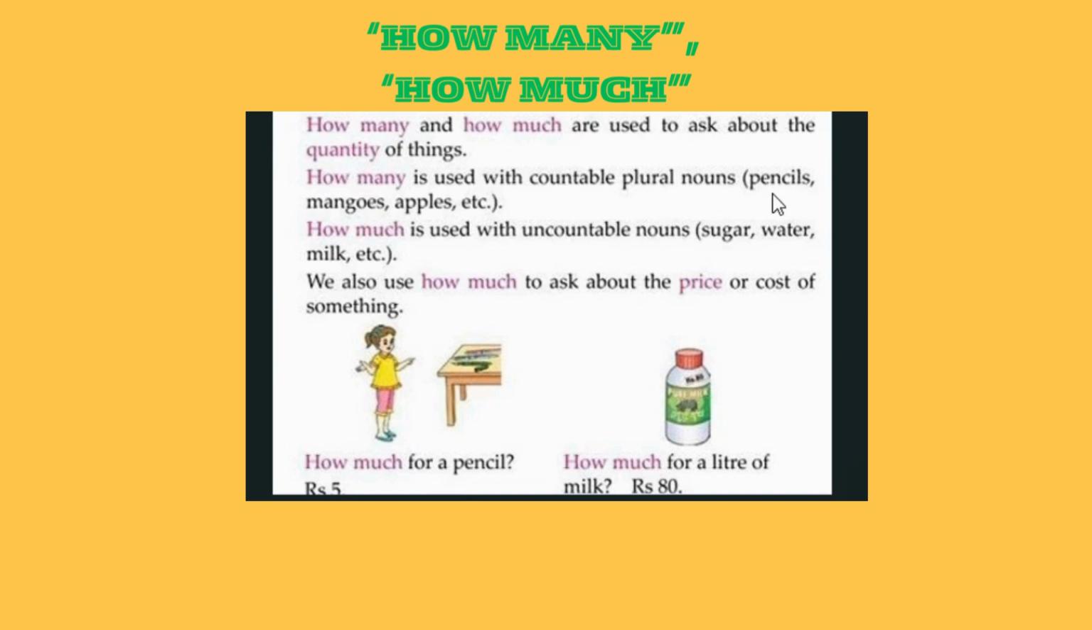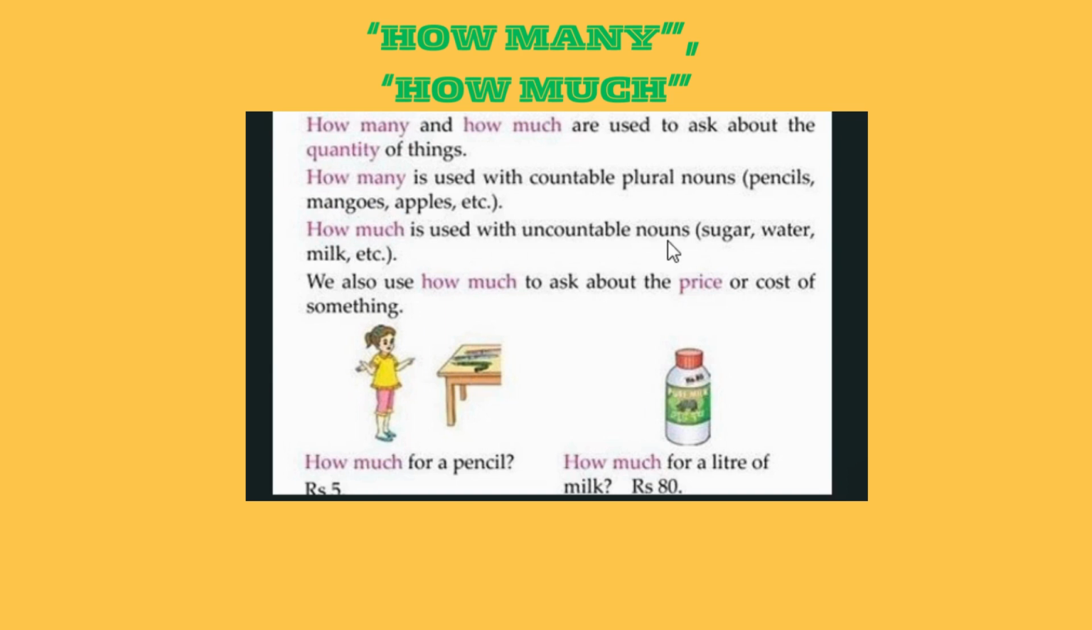Pencils, more than one pencil, and mangoes, apples, etc. We use how many when the things are in plural form. With countable nouns we use how many, like pencils, mangoes, apples, etc. We can count them, and they are in plural form, more than one thing. That is where we use how many.